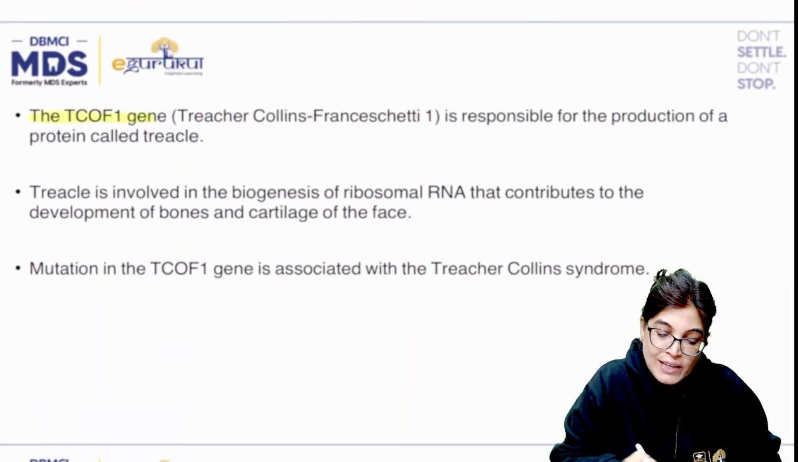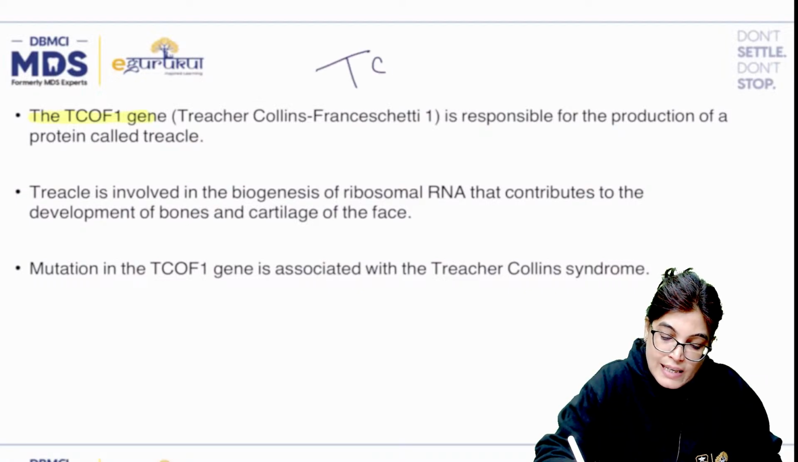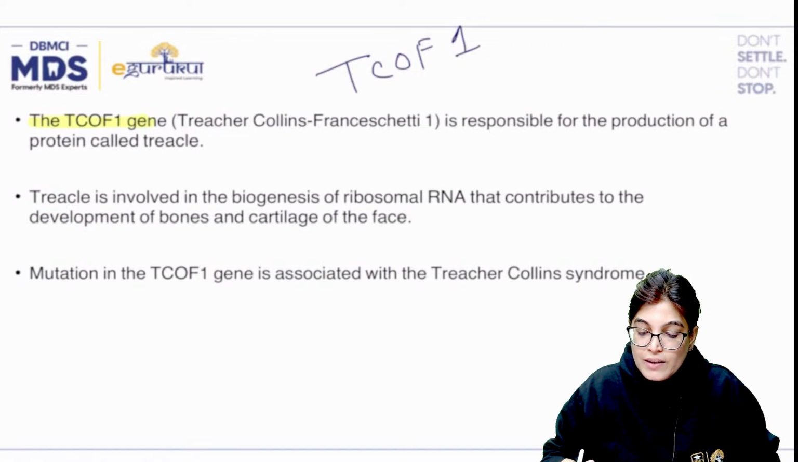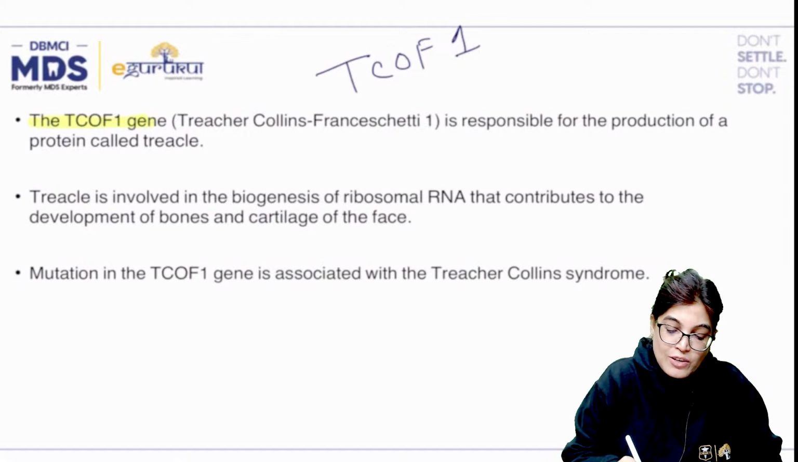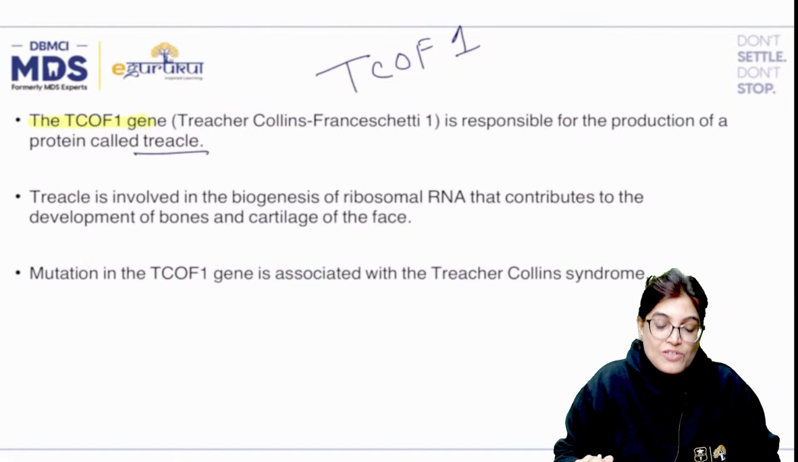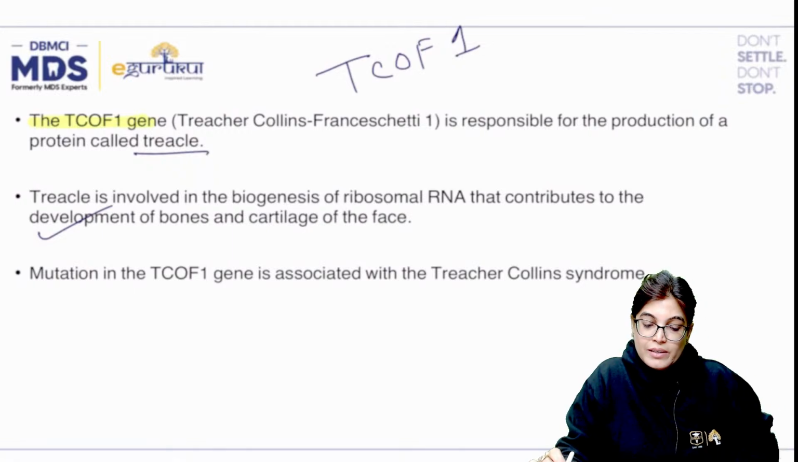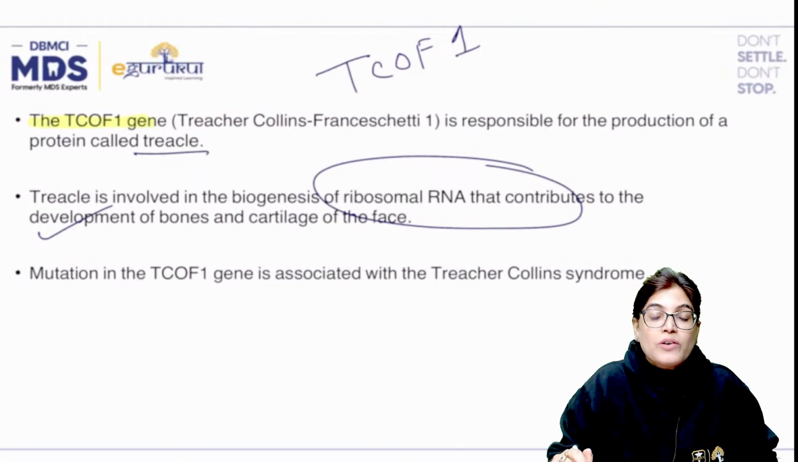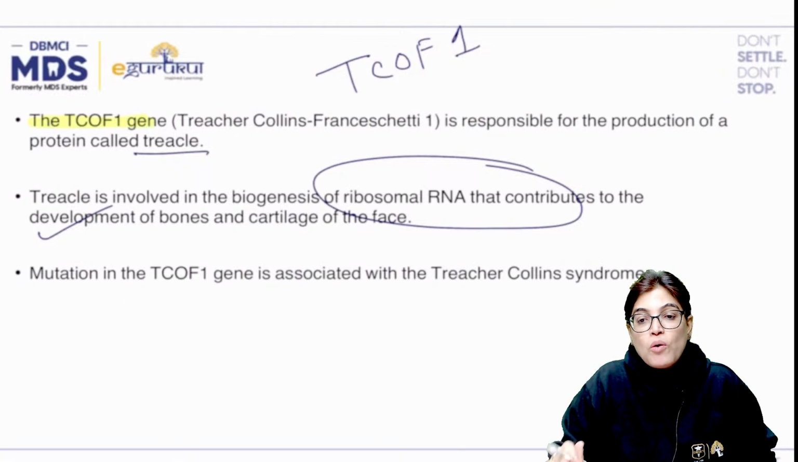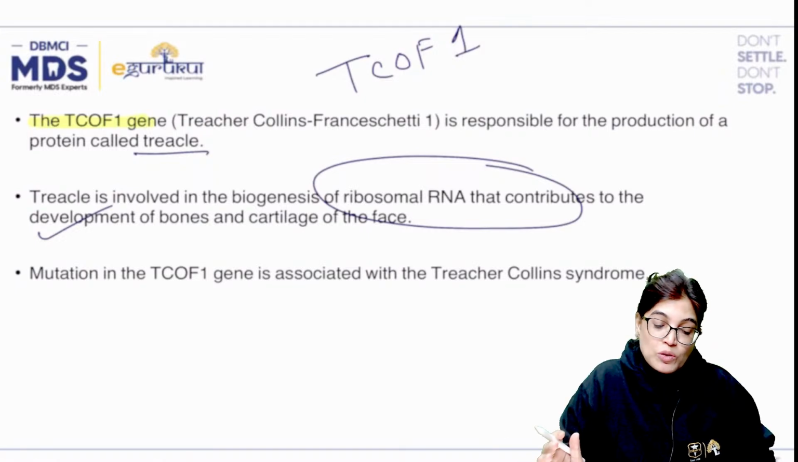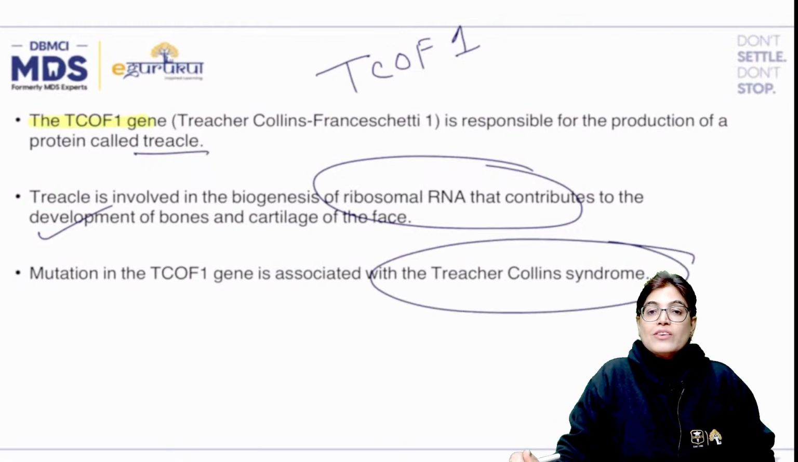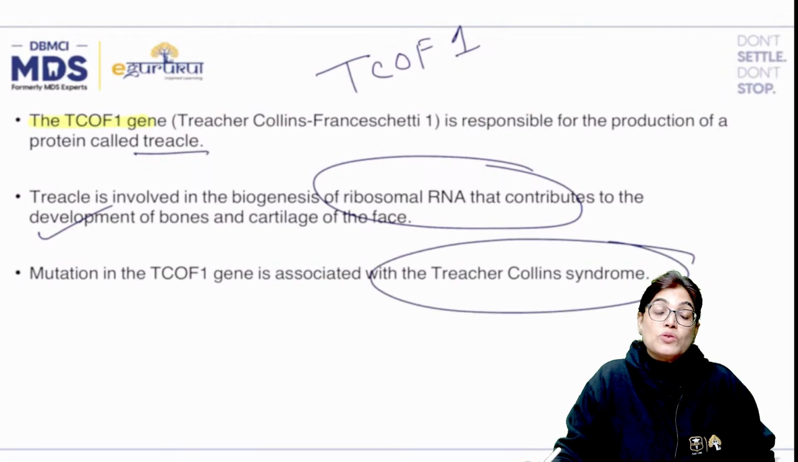Now, the gene associated is the TCOF1 gene, Treacher-Collins Franceschetti 1 gene, associated with the production of a protein called treacle. This protein is involved in the biosynthesis of ribosomal RNA, which contributes to the development of bones and cartilages. So if there is a mutation of this TCOF1 gene, it will be associated with Treacher-Collins syndrome, first arch syndrome, due to the defect in the migration of neural crest cells.